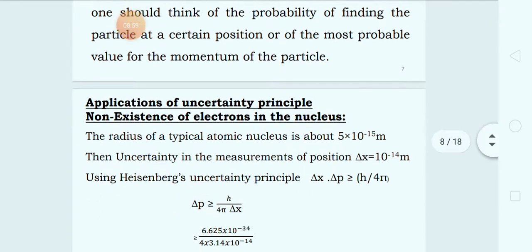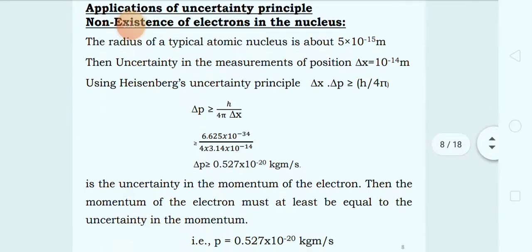Now, let us see the application of the Heisenberg uncertainty principle. To discuss the application, let us take the topic of non-existence of electron inside the nucleus. This concept is similar or related to the beta ray emission that we have studied in our basic nuclear physics.